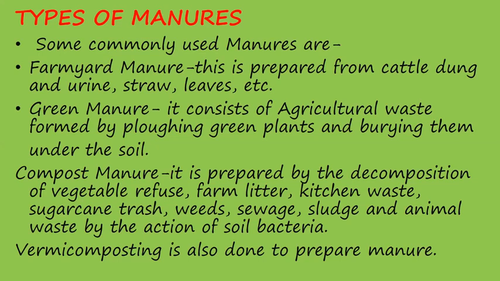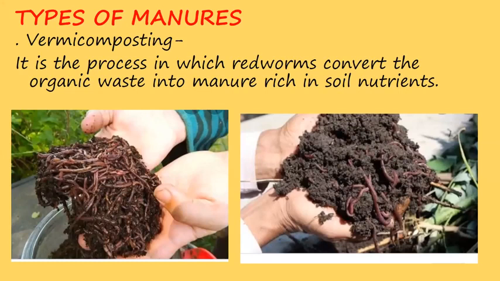Another interesting method used to prepare manure is vermicomposting. What is vermicomposting? It is the process in which red worms or earthworms convert organic waste into manure rich in soil nutrients.